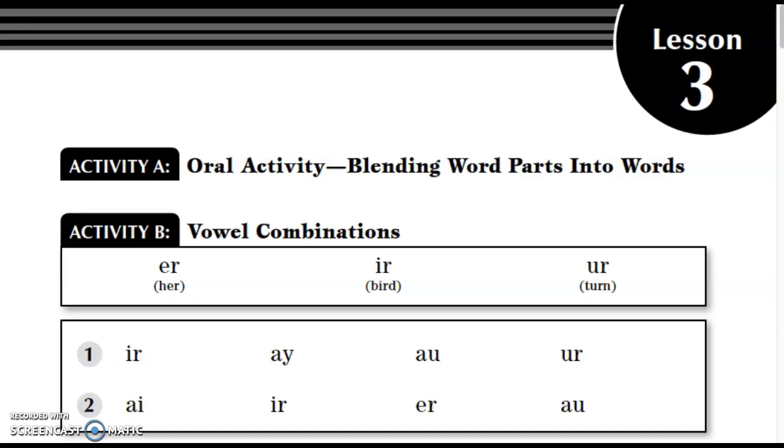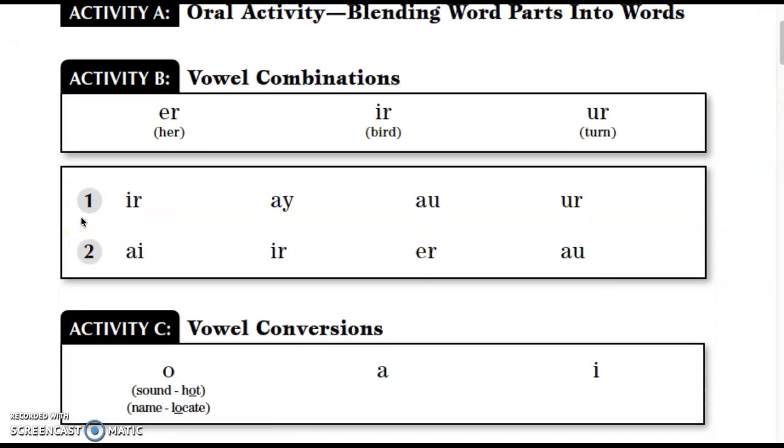Now for activity B, it's the vowel combinations. So let's look at activity B. You're going to learn some sounds. You may know some of these already. Look at the first box, point to the letters ER. The sound of these letters is usually, what sound?